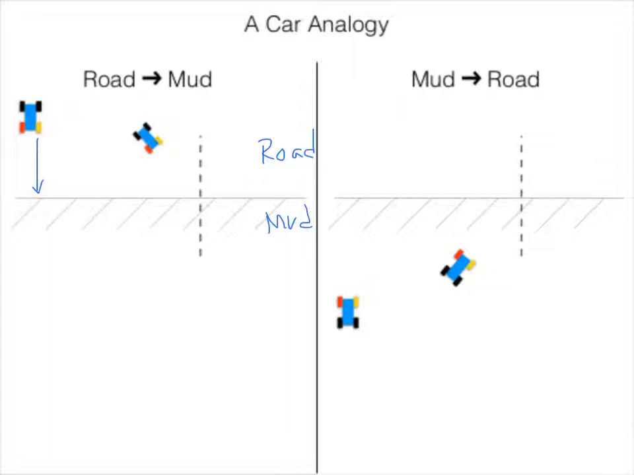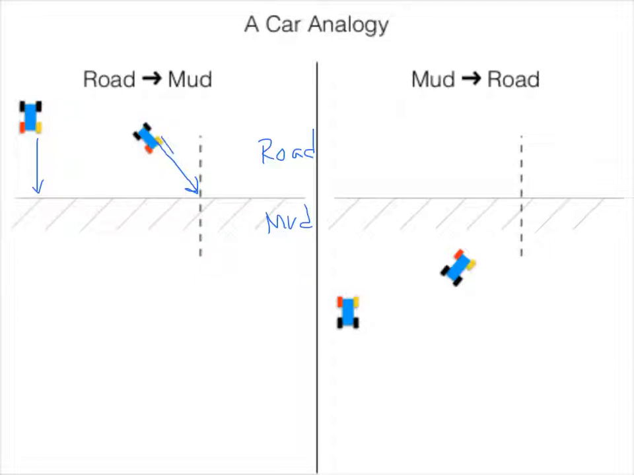But if we're traveling at an angle, we get something different. So let's look at this car. This car is traveling at an angle. When we're traveling on the road, both tires are moving at the same speed. But when we encounter that mud puddle, the red tire here is going to encounter that mud puddle first, and so it's going to slow down. But the yellow tire isn't going to slow down. It's going to keep going the same speed.